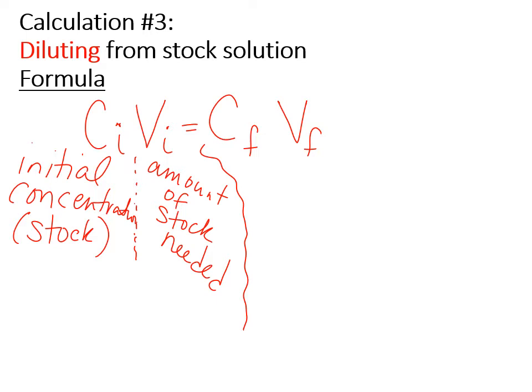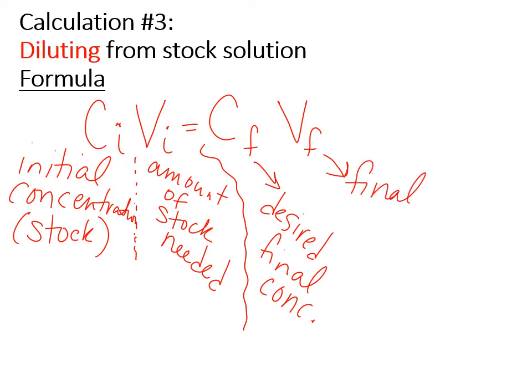That then brings us to the other side of the formula. So CF means concentration final, which is the desired final concentration. And then VF is volume final. So again, that's the final volume of the desired solution.